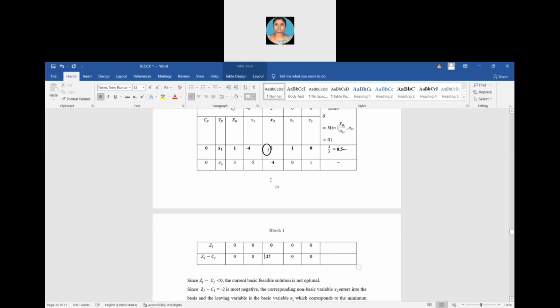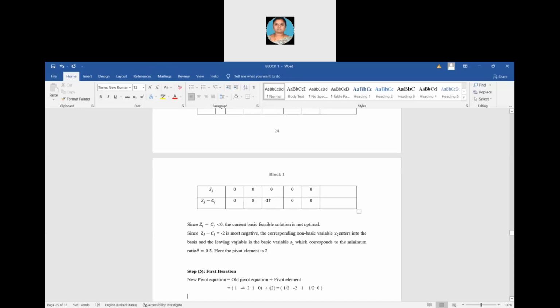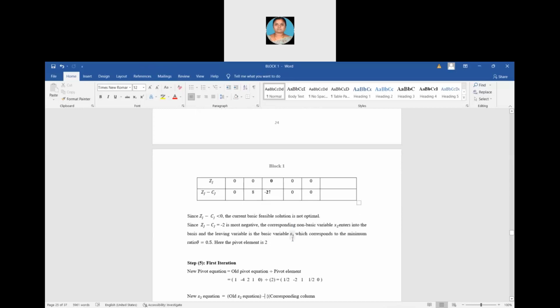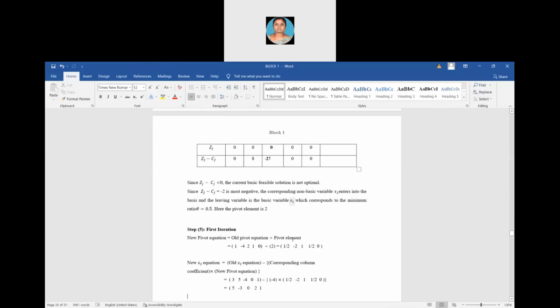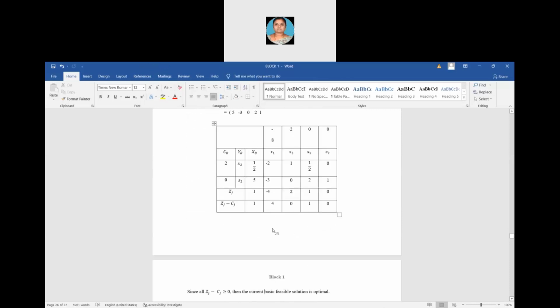So what you have to do here: Zj minus Cj is less than 0, so the current basic solution is not optimal. That is, we should not stop our iteration here. We have to further calculate. So this is the next thing. And Zj minus Cj equal to minus 2 is most negative, and the corresponding non-basic variable x2 enters into the basis, and the leaving variable in the basis is s1, which corresponds to the minimum ratio theta equal to 0.5, and the pivot element is 2. This thing we have already said. And in this one, if you are dividing that row throughout by 2, you will be getting 1, and you know how to make it as 0. So this element had been converted into 0.